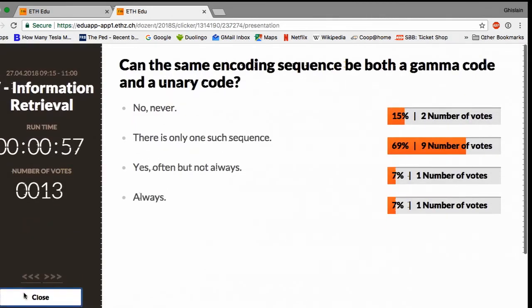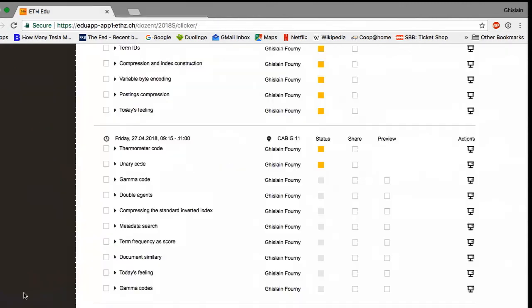Yes? What is this one sequence? Can somebody tell me? Yes? The sequence? I think it's 100. Not sure. 100 is not a unary code. Look for a smaller one. 10 is not a gamma code. Even simpler, yes? Just 0, because 0 in gamma code is the encoding of 1, and in the thermometer code it's the encoding of 0, because you don't have any 1. Okay? Great. So this is good.